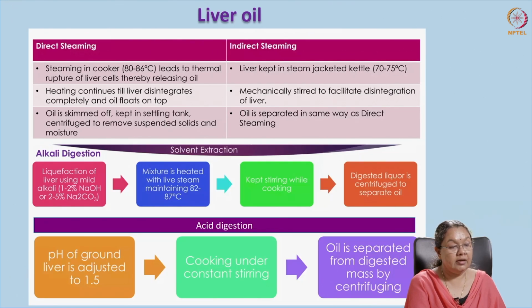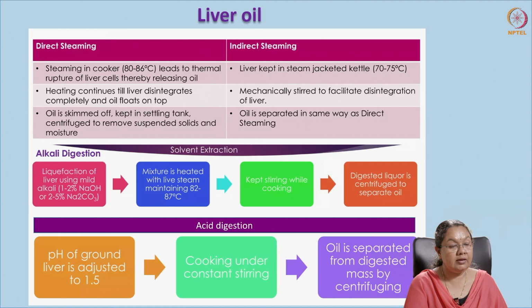Now for liver oil, we go for direct steaming. We can also go for indirect steaming. In direct steaming, the steam is directly applied, or it is cooked directly at high temperature, which causes the rupture of cells. Whereas in indirect steaming, there is no direct contact between the tissue and the steam. It is packed in a double jacketed kettle, which heats up the kettle, and from the cells the oil is extracted. In the direct steaming method, since it ruptures the cells, the oil comes out. It is suspended in the solids along with the moisture, and then we centrifuge it and allow the heavier solid particles to settle down. From the supernatant, oils are collected and separated out.